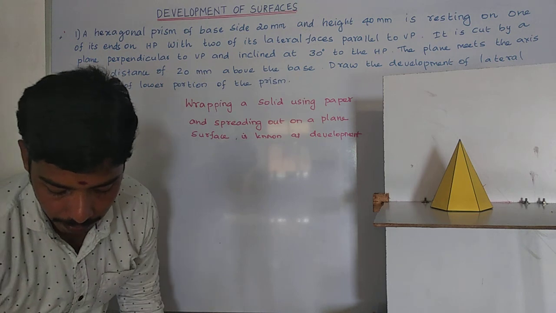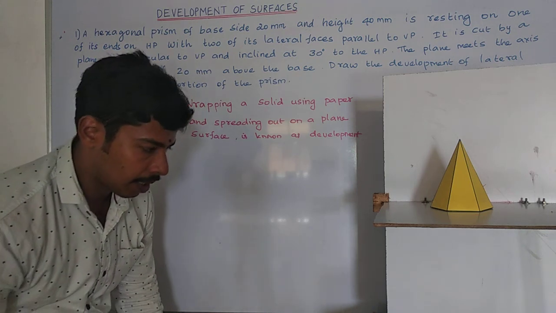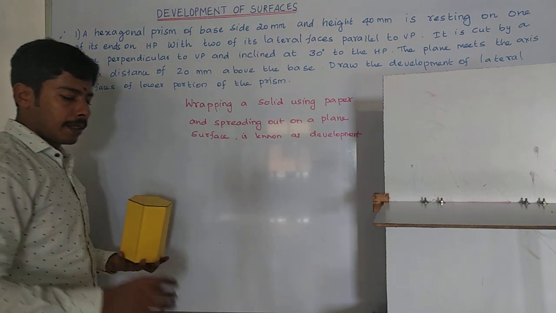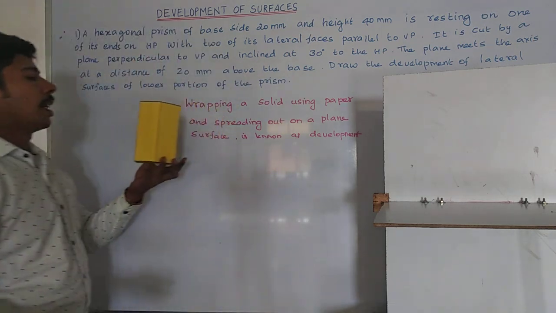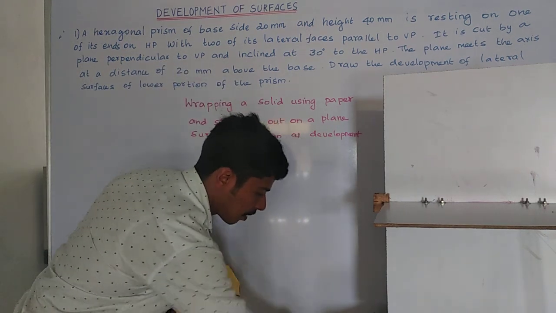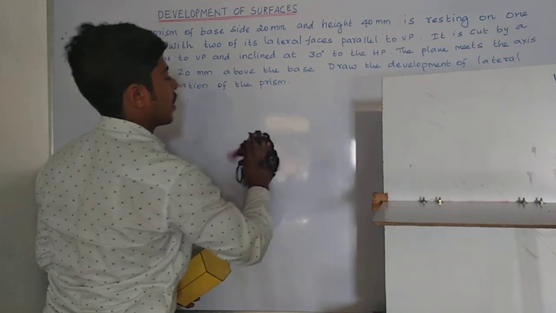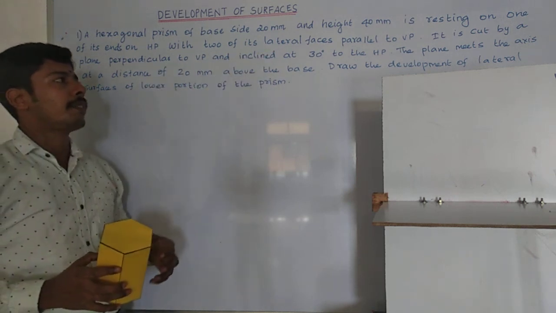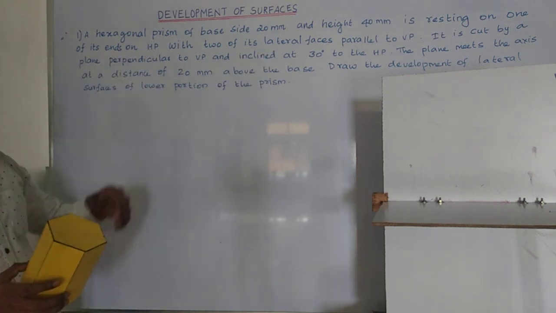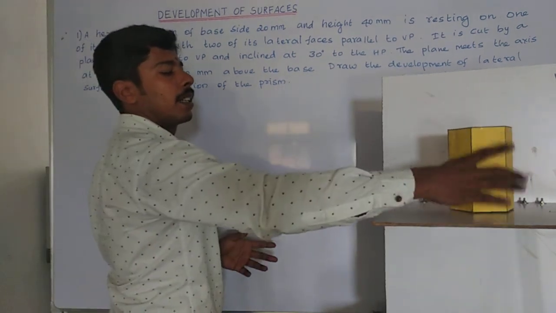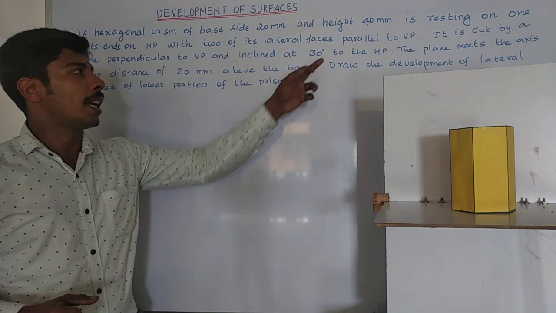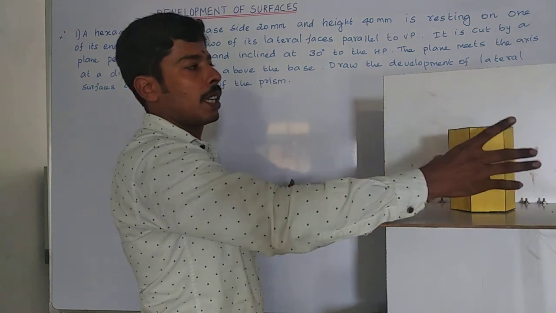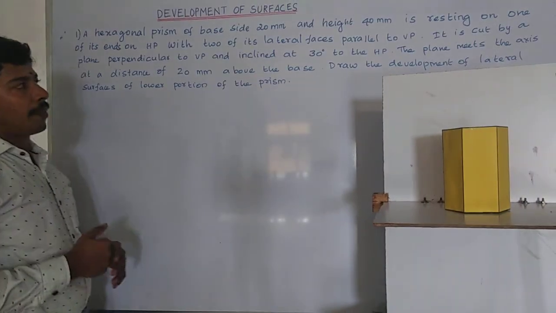One by one. We solve the problem on development of lateral surfaces. So here in this, it is given a hexagonal prism. In the question, a hexagonal prism of base 20 mm and height 40 mm is resting on one of its ends on HP, with two of its lateral faces parallel to VP. Two faces, this face and this face, are parallel to the vertical plane.